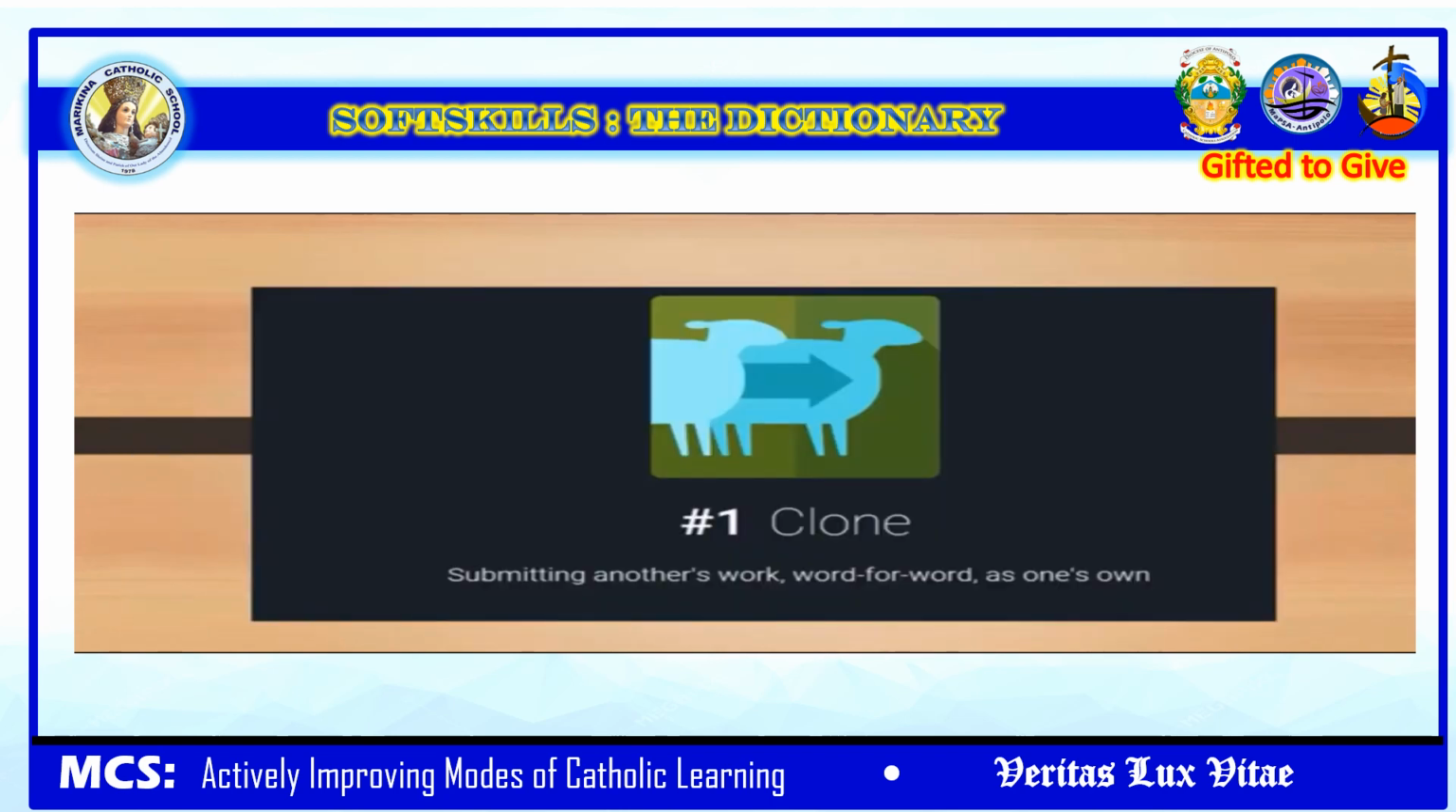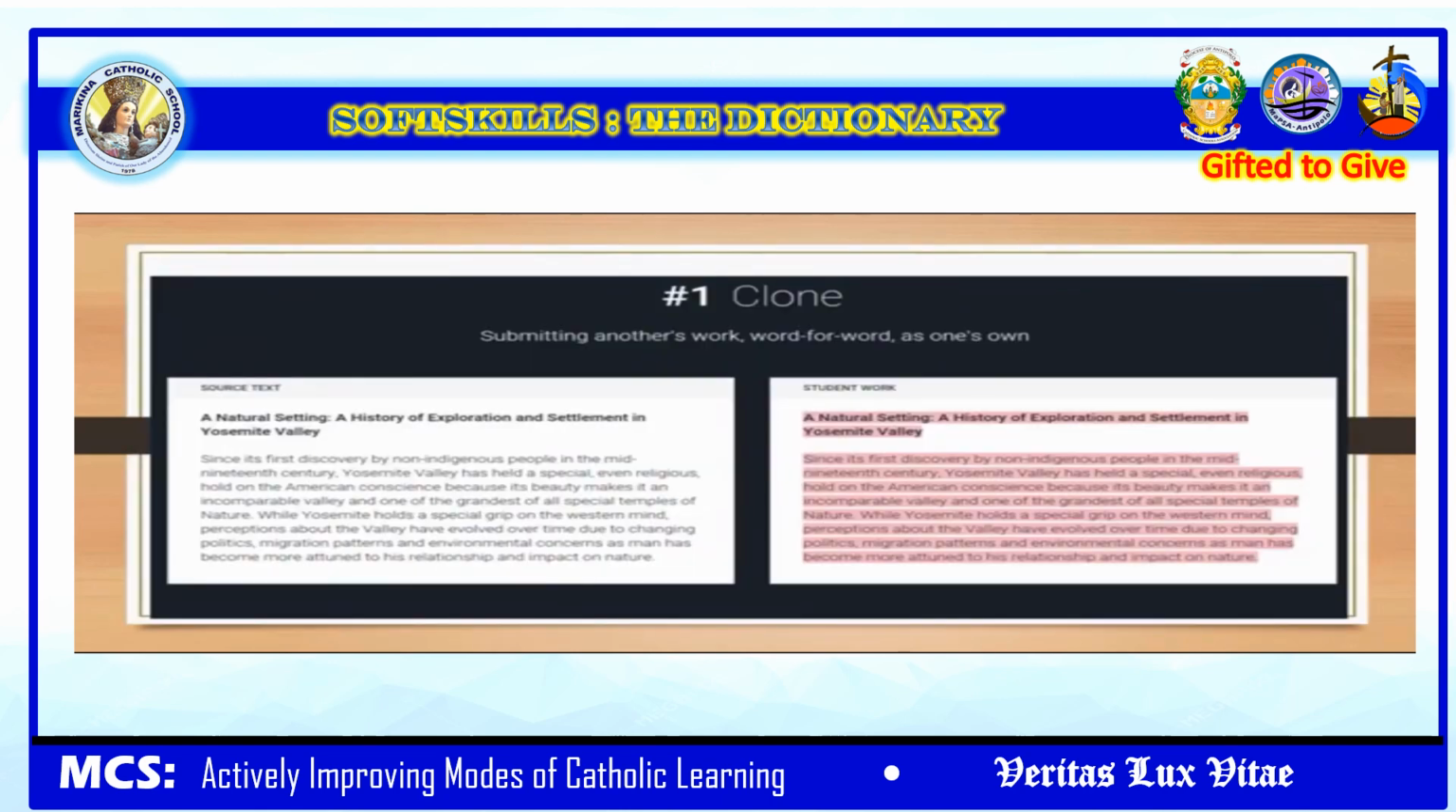Number 1, cloning. Cloning involves submitting another's work word for word as your own. I think of it as turning in someone else's paper or homework assignment and just writing your name on it. You've basically taken a complete assignment or paper and turned it in as your own. Here's an example of cloning from Turnitin. As you can see, the entire text has been copied word for word without any quotations or given any credit to the original author. This is a blatant example of cloning plagiarism.